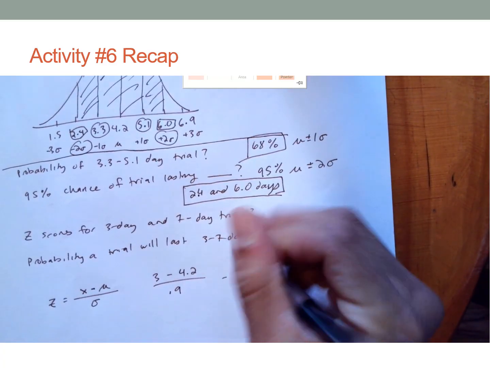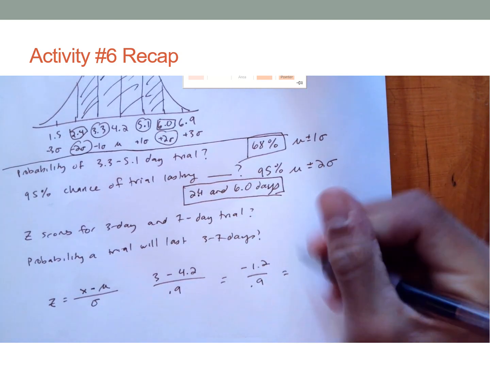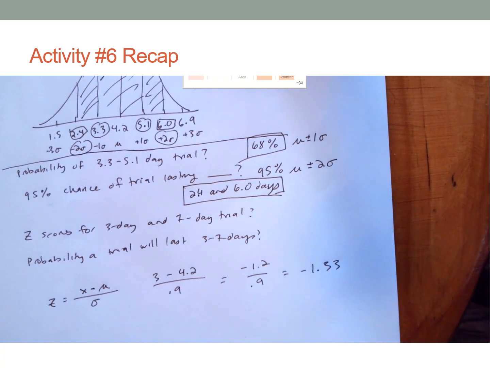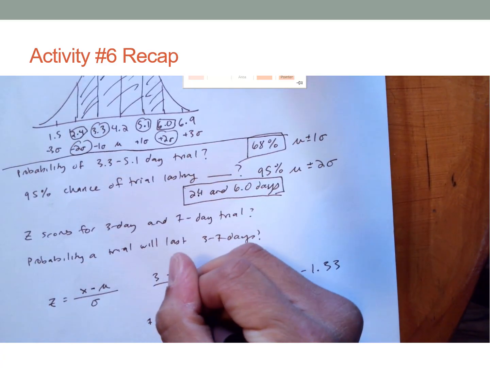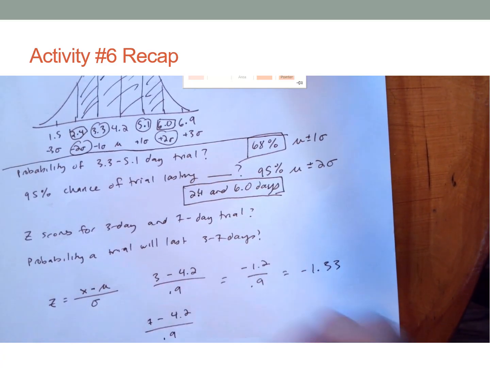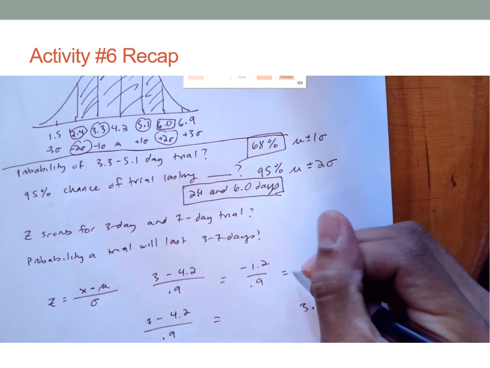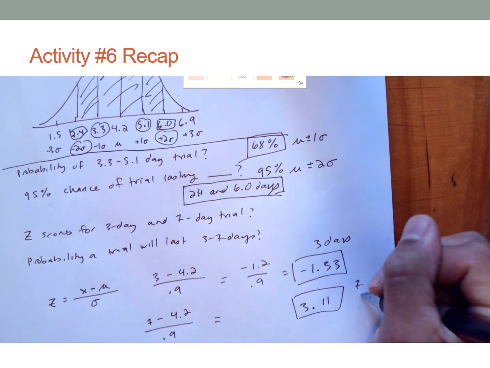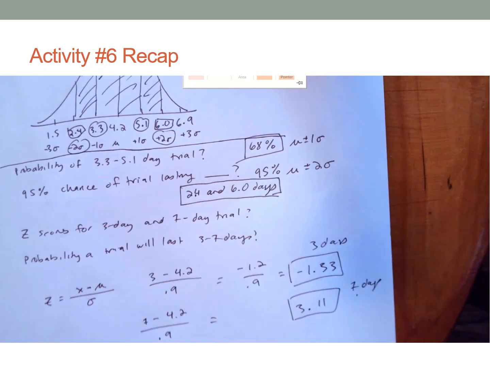If we do this, we end up with negative 1.2 over 0.9, and this comes out to about negative 1.33 if we round it off. We can do the same thing for a trial of 7 days. We'll plug in 7 as our value of interest, subtract 4.2, divide by 0.9, and if we do all this math, we end up with a z-score of about 3.11. So our z-scores for 3 days and 7 days are negative 1.33 and 3.11. So that's the answer to our third question here.